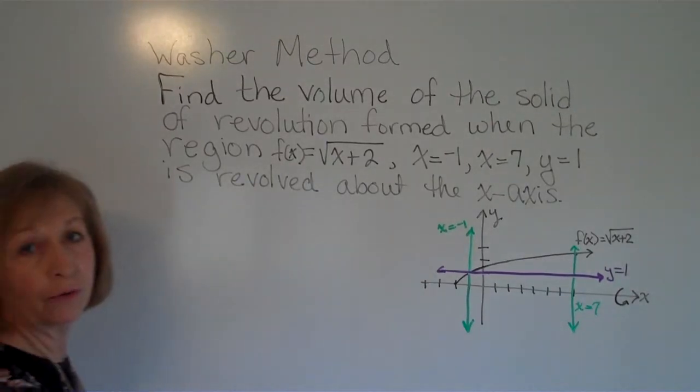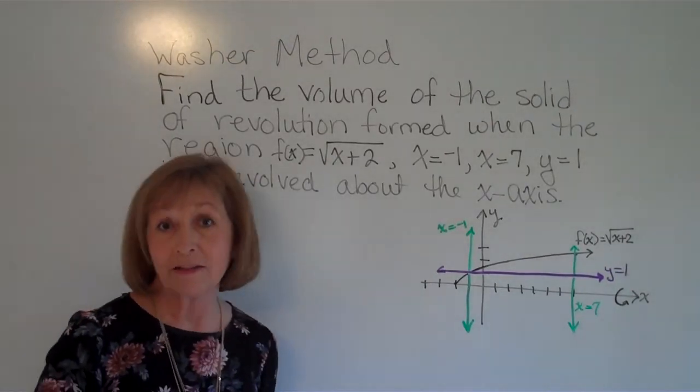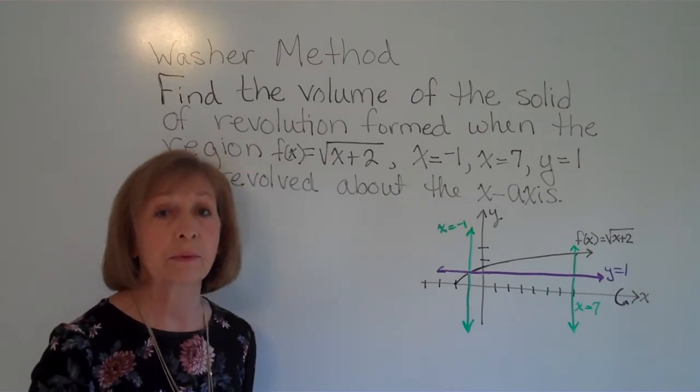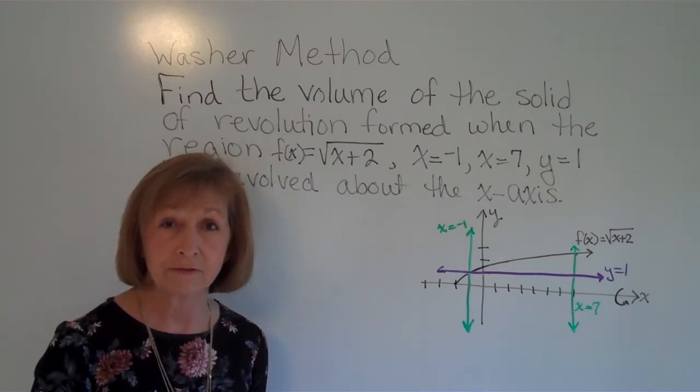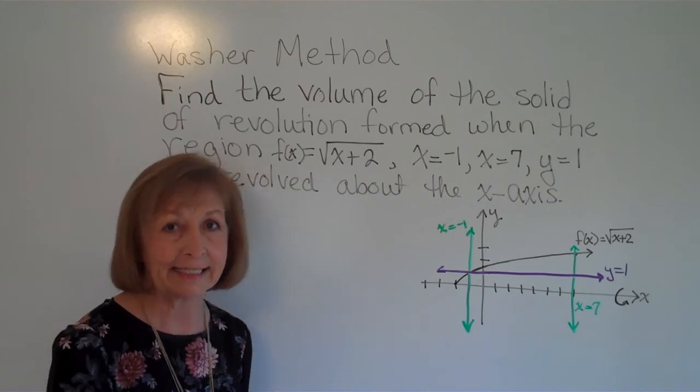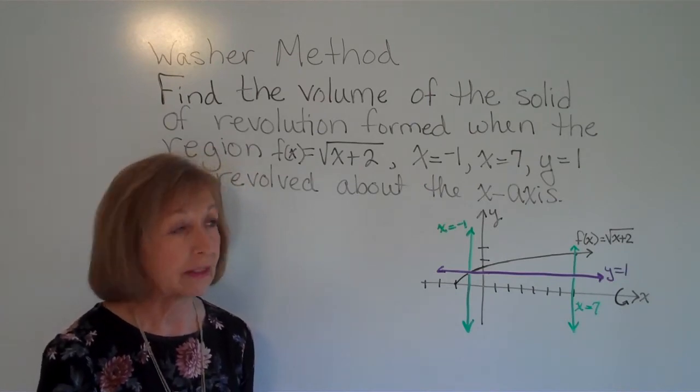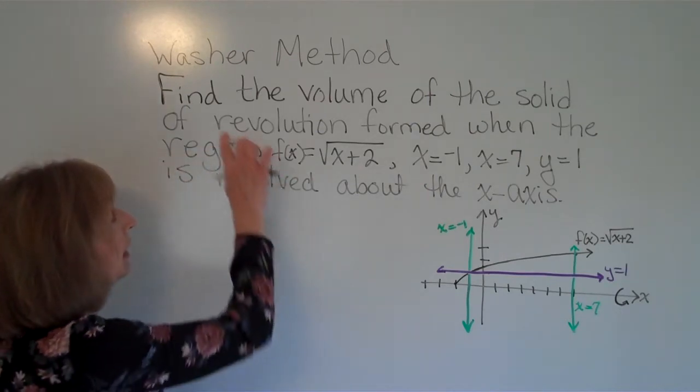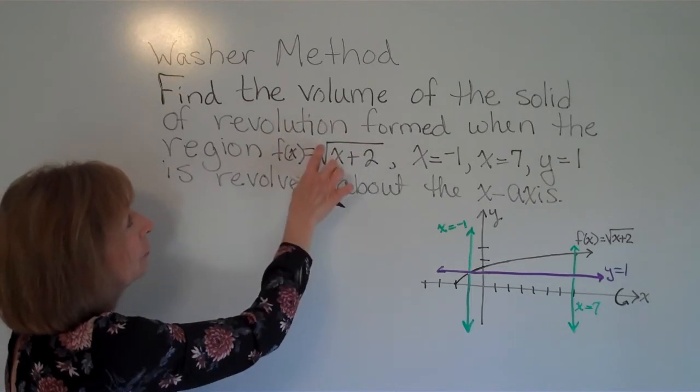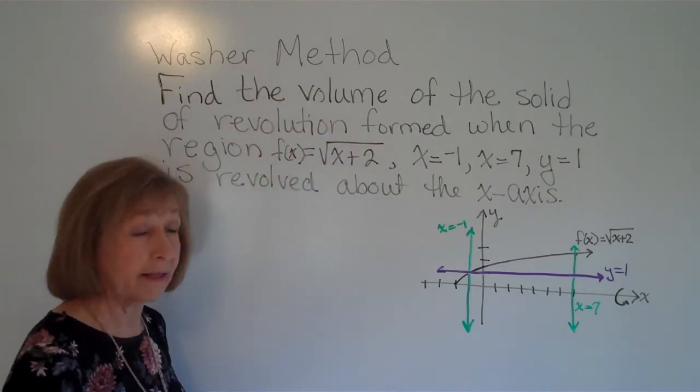In a previous video, we saw how to find the volume of a solid of revolution when the region that we were revolving around the axis of revolution was shaded against it throughout the interval. In this example, we're looking at finding the volume of a solid of revolution using something called the washer method.